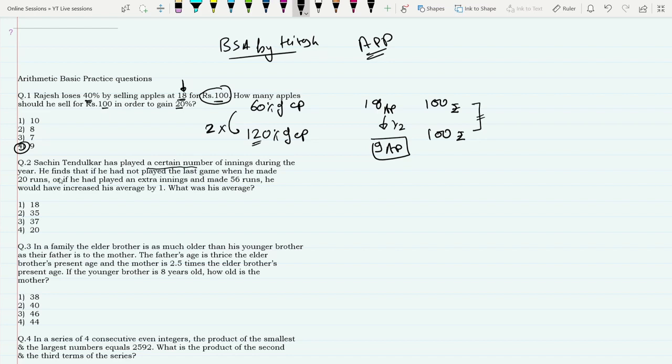Sachin Tendulkar has played a certain number of matches during the year. He finds that if he had not played the last match, when he made 20 runs, or another scenario, if he had played an extra innings and made 56 runs, his average would have increased by 1. What is his average?